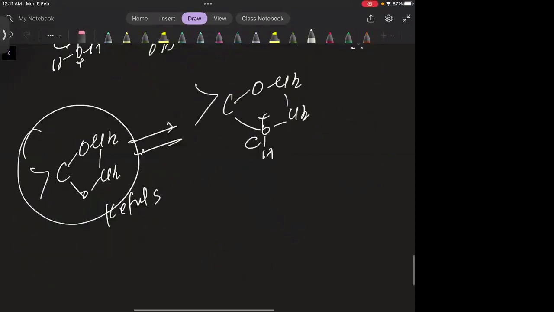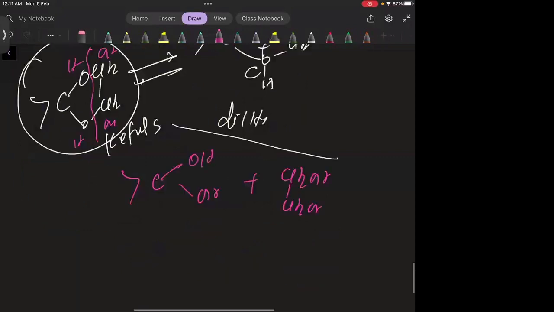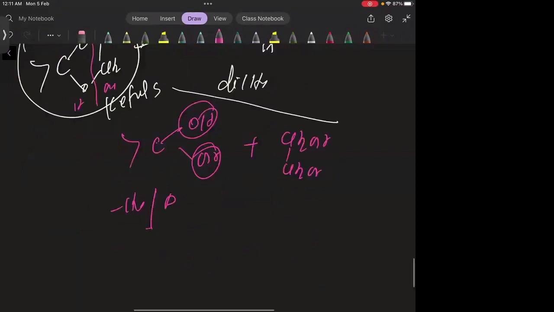Students, let me tell you about ketals. When you take dilute HCl, what will happen? Here the bond will break, H and OH will come here, and then OH and OH plus CH2OH and CH2OH will form. Once the OH groups attach on the same position, it becomes unstable, the compound loses water and forms the C double bond O. So it converts back into the carbonyl group when you take dilute HCl.